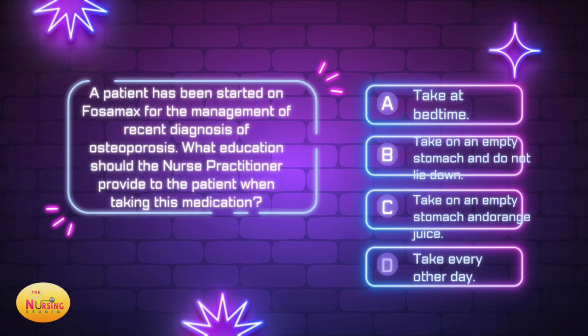All right, read the stem of the question first. The stem of the question says, which education should the nurse practitioner provide to the patient when taking this medication? So, what medication? We're taking Fosamax. Make sure you know medications and their drug classes so that if you are stuck, you can go based off what you know for the class itself. So, Fosamax, also known as alendronate, A-L-E-N-D-R-O-N-A-T, and remembering that this is a bisphosphonate. So with those bisphosphonate meds, you should know quickly B is your answer.